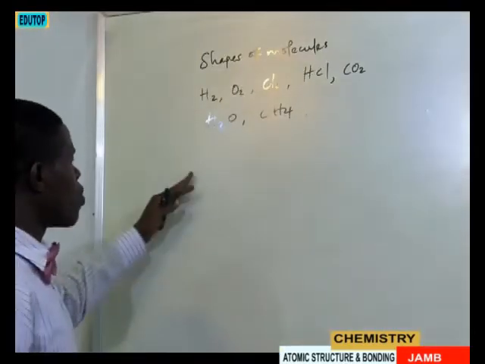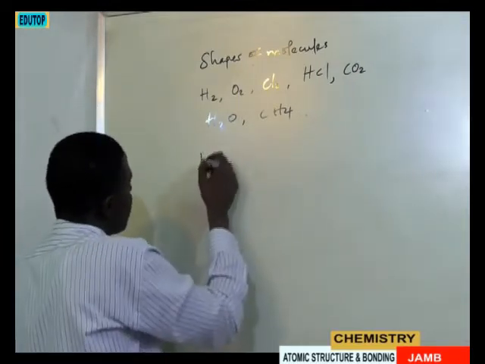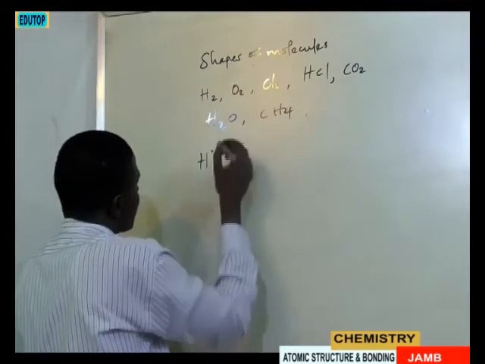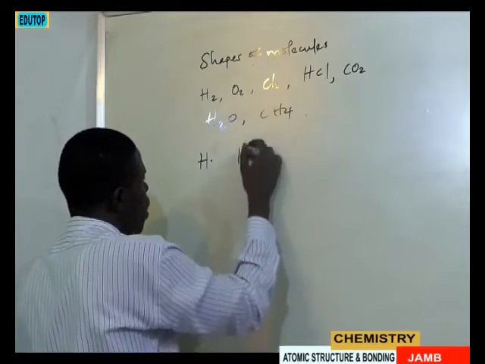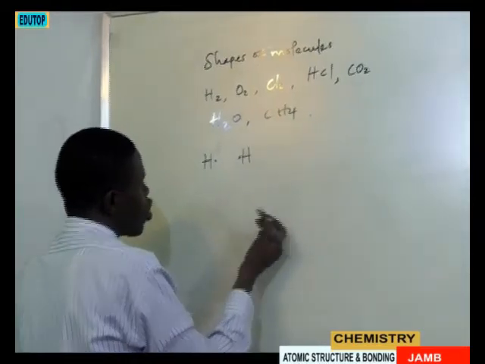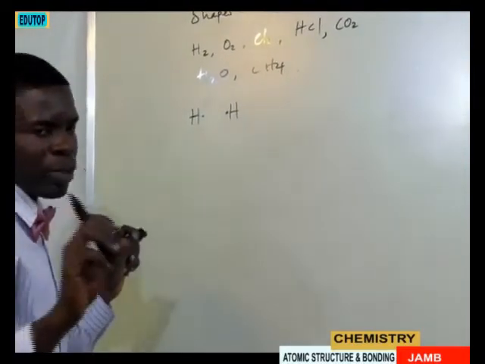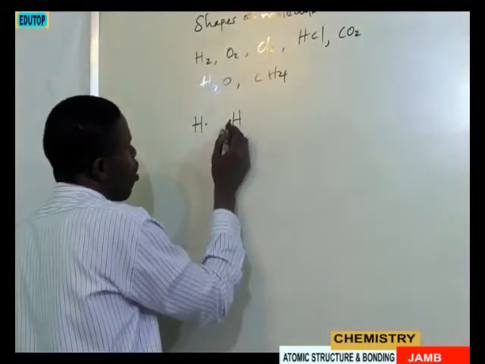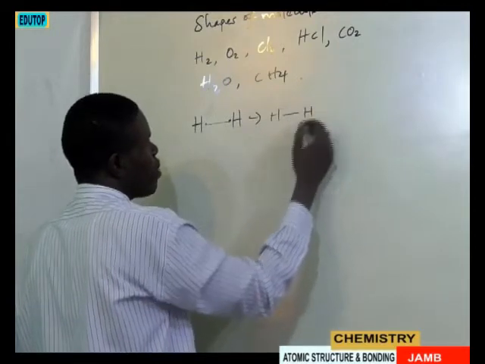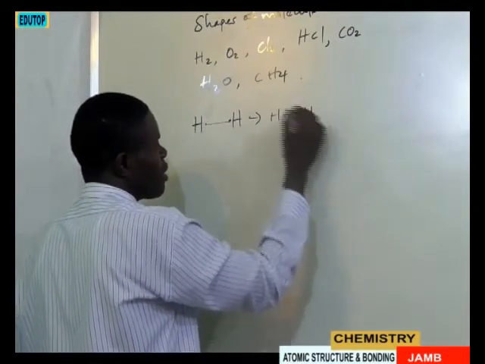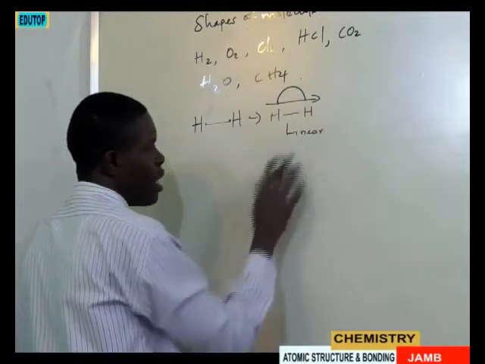Now, these are molecules. In the case of hydrogen, hydrogen has 1 electron, so it has the 1 electron here. The other one also has 1 electron, it has it here. So before there can be a bond between them, a bond is as a result of 2 electrons. So when this electron combines with this, you have a bond. So automatically, it will now be like this. So what is this shape? It's linear, because it is like 180. It is making an angle of 180, so it's linear. So it is a linear shape.